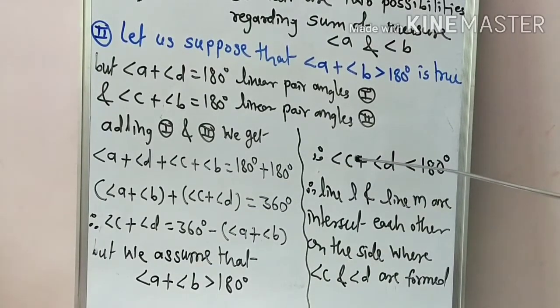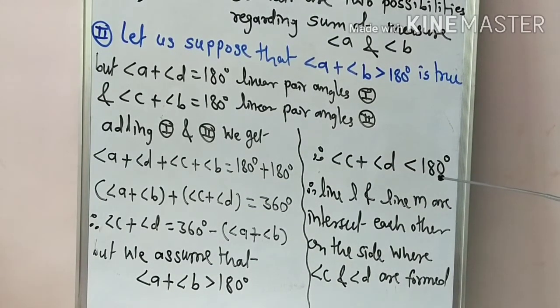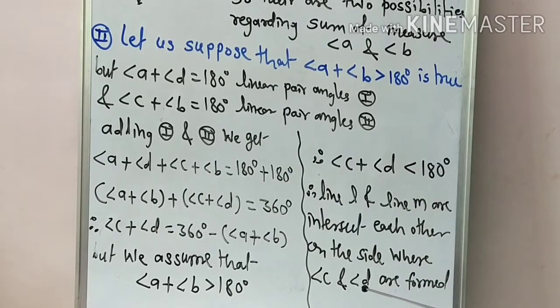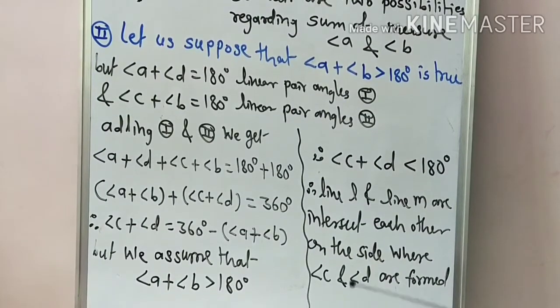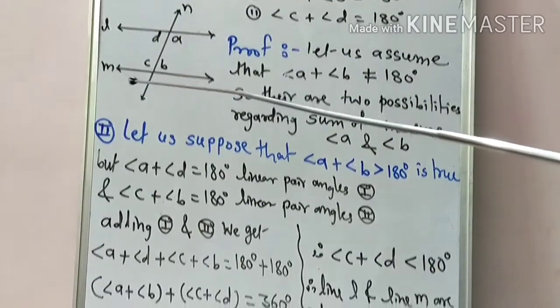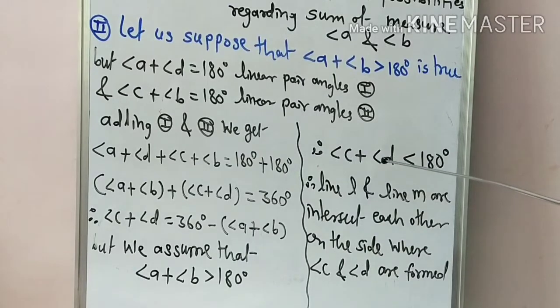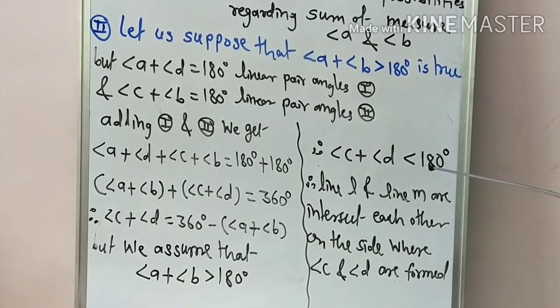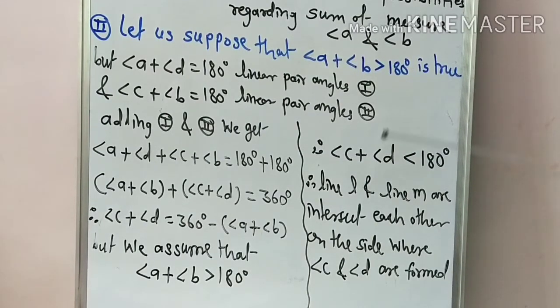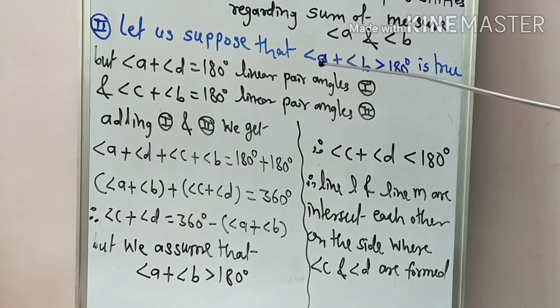Okay, so we can say angle C plus angle D is less than 180 degrees, and if it is true, then line L and line M intersect each other on the side where angle C and angle D are formed. But again here it contradicts the given part, because line L and line M are parallel to each other is our given part. So angle C plus angle D less than 180 degrees is not true. आणि हे कशामुळे मिळालं? याच्यामुळे मिळालं. If it is not true, means angle A plus angle B greater than 180 is not true.